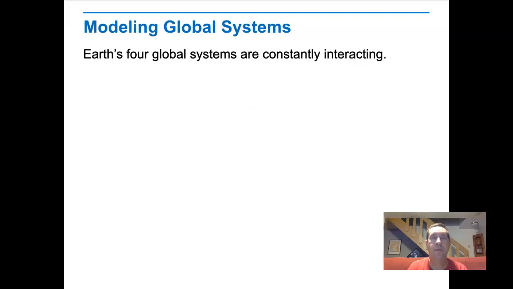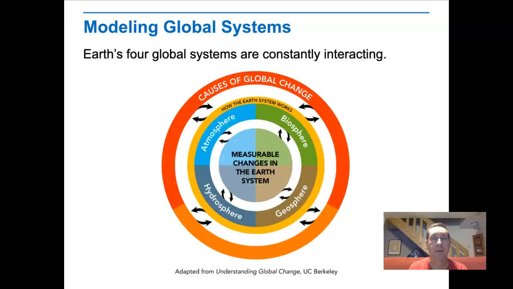So there are 4 global systems on Earth that are constantly interacting. And this graphic is one we're going to look at throughout our study of ecology. So the 4 systems are the biosphere, which are the living parts, the atmosphere, which is the air above the surface, the hydrosphere, which is the water, and the geosphere, which is the land.